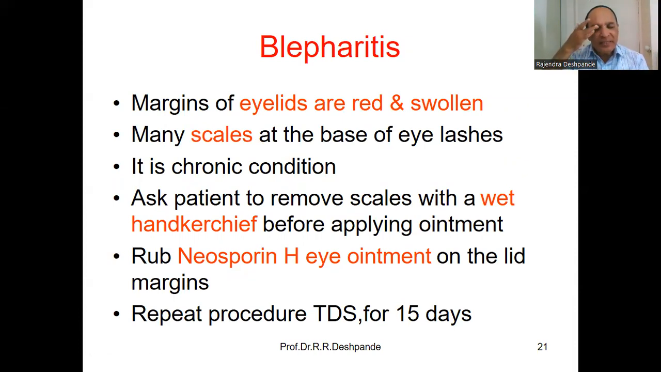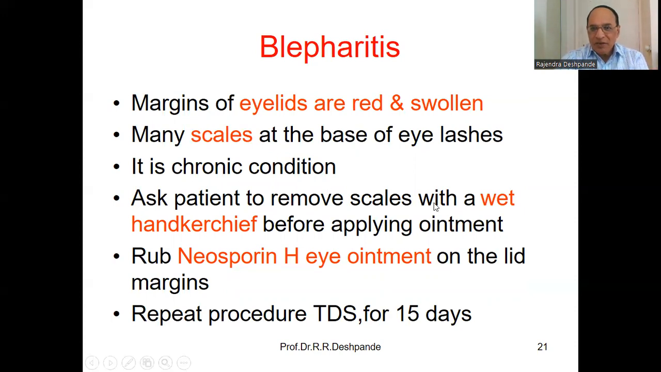You can see this is an eyelid. So inflammation, infection of the eyelid is called blepharitis. Remember this word, my dear students and doctors. ITIS always indicates inflammation. The margins of the eyelids are red and swollen. Many scales, it is very important, many scales at the base of the eyelashes. This is a chronic condition. This is not at all acute like conjunctivitis.